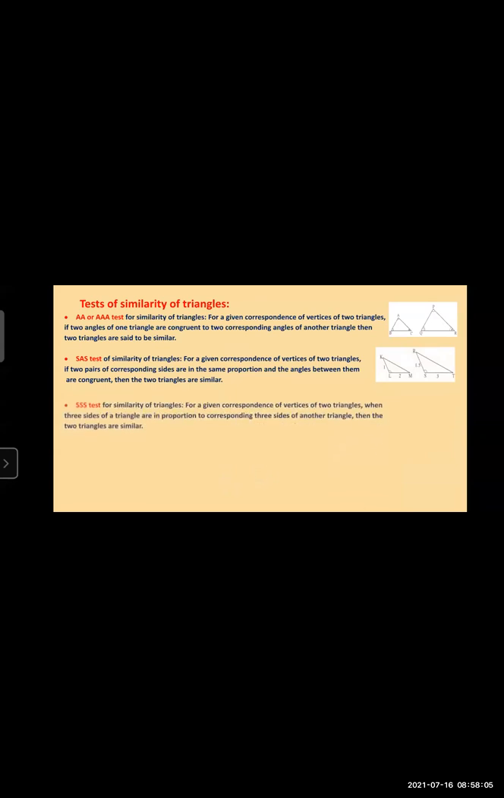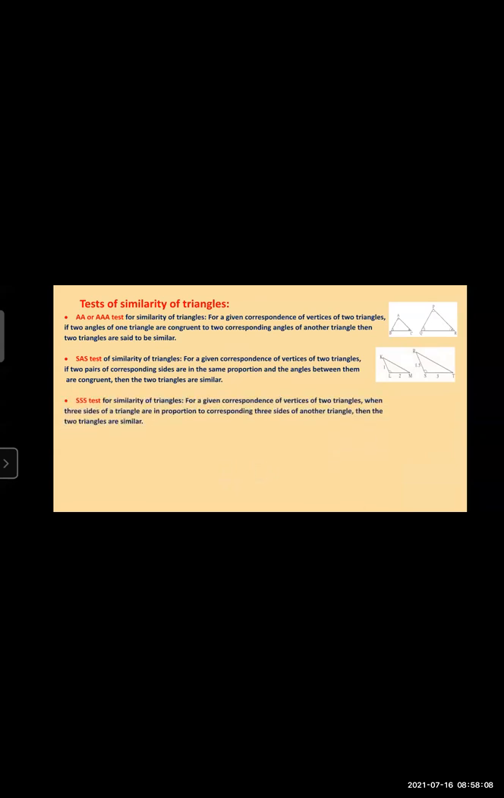Before starting, here we see the tests of similarity. Three tests of similarity. AA test means these two triangles are similar: angle A is congruent to P, B is congruent to Q, and C is congruent to R. Many times we revise this thing. SAS means two sides are in proportion and one angle is congruent. And in the SSS test, all three sides are in proportion.